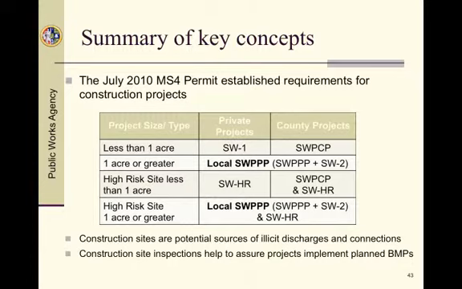For high-risk sites less than 1 acre, the SWHR form is required for private projects. If it's a county project, they would be required to submit both the SWPCP as well as the SWHR form. And for high-risk sites 1 acre or greater, the local SWIP requirement occurs again, where the SWPPP form is required for the state requirements, the SW2 for the county requirements, and then additionally the SWHR would be required for county requirements due to it being a high-risk site. And then construction sites are a potential source of illicit discharges and connections. They're very easily spotted on site. If something looks wrong, it probably is, and just needs to be investigated further.